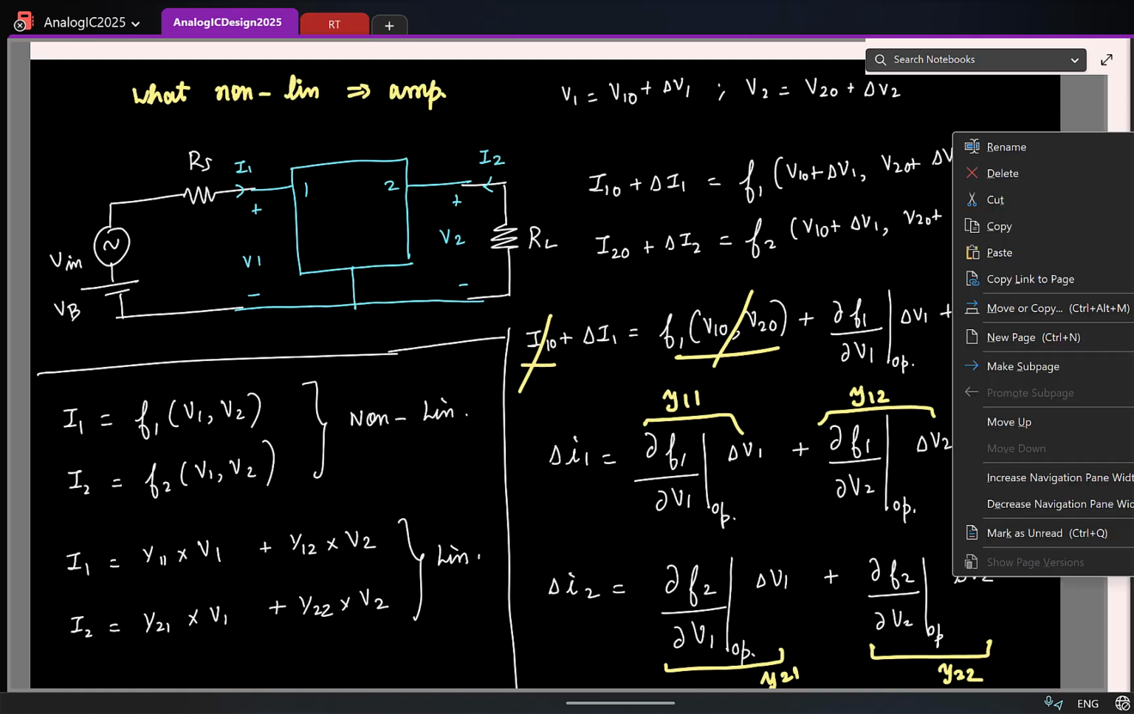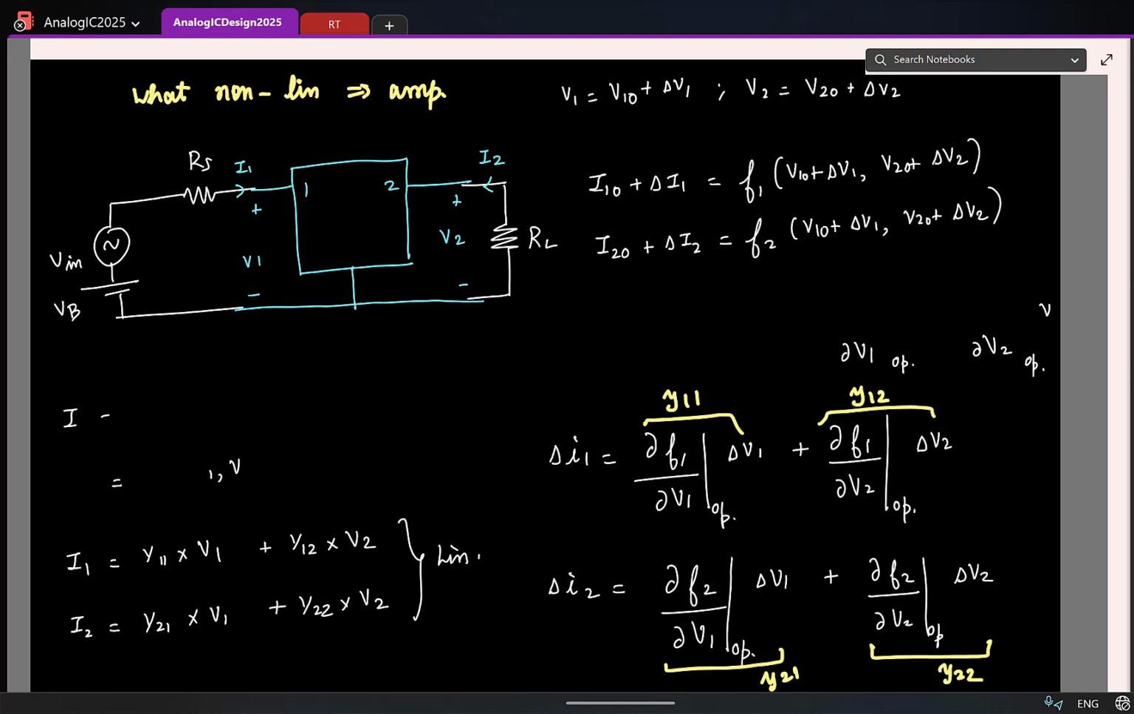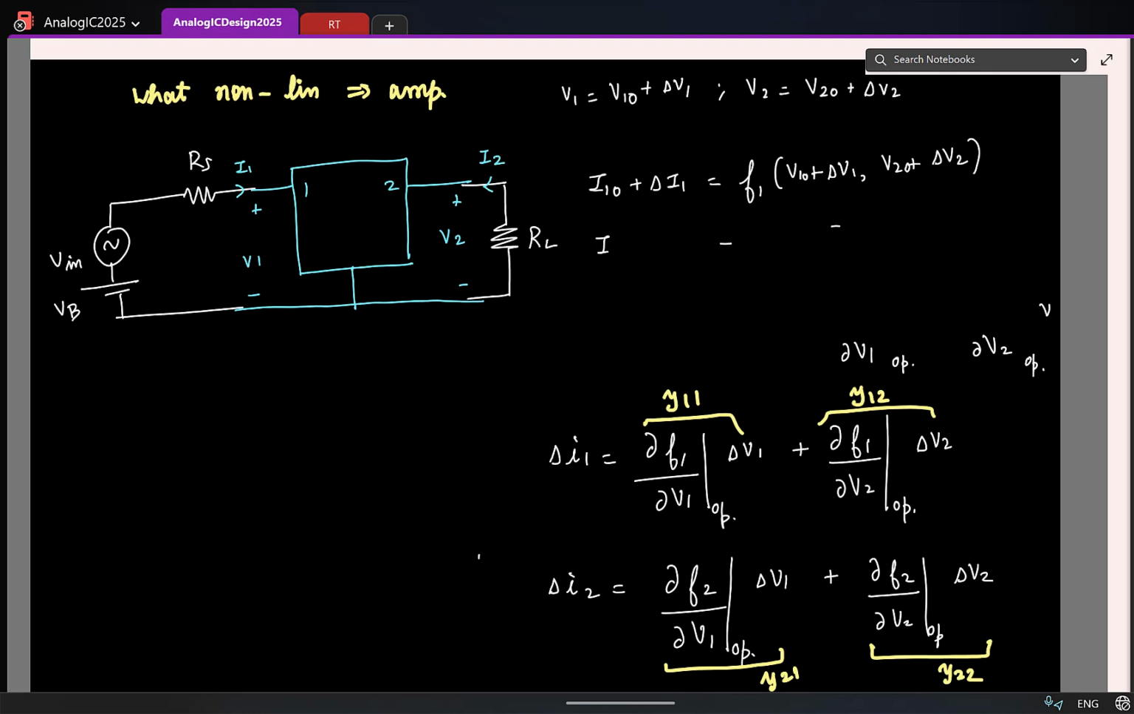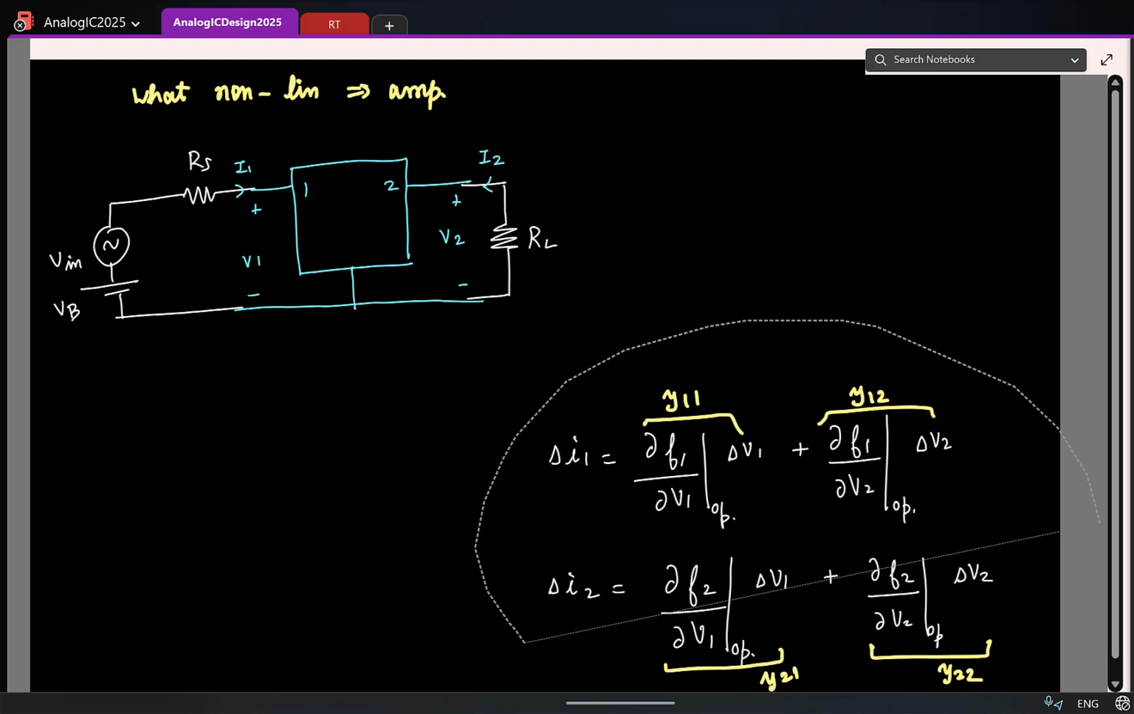So now at least mathematically we know how to model this. Let me erase this. So now let's try to draw the small signal equivalent circuit for this. So these are the equations that are of interest to us.